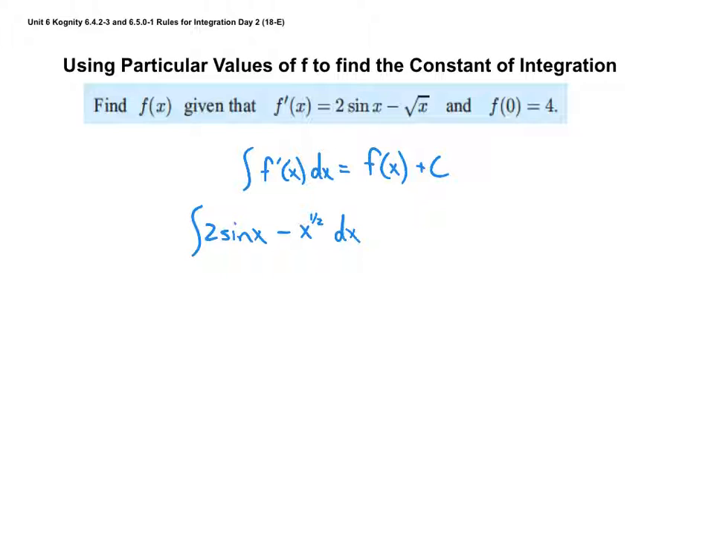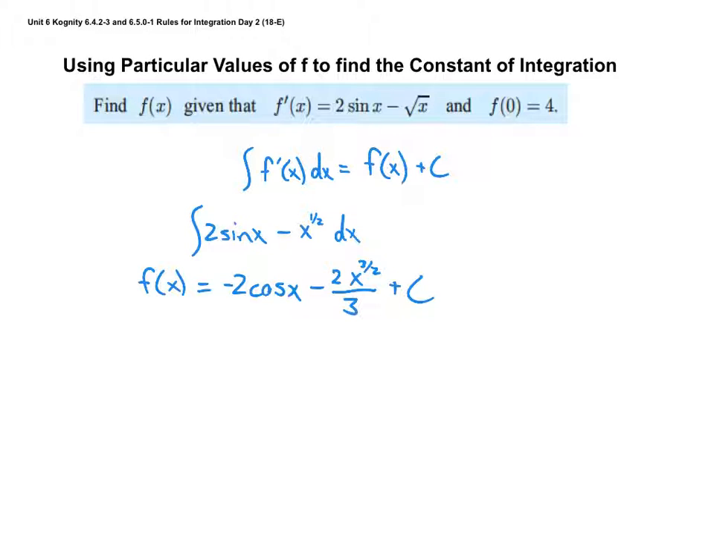Okay, so what is the antiderivative of 2 sine x? Negative 2 cosine x? Yeah, the antiderivative of sine is negative cosine, so that's going to be a negative 2 cosine x. Minus, what's the antiderivative of x to the 1/2? 2/3 x to the 3/2. Sure. Okay, we add 1 to the exponent and divide by the new exponent. So dividing by 3/2 is the same as multiplying by 2/3. Okay, and then we throw on the plus c, and that is our function.